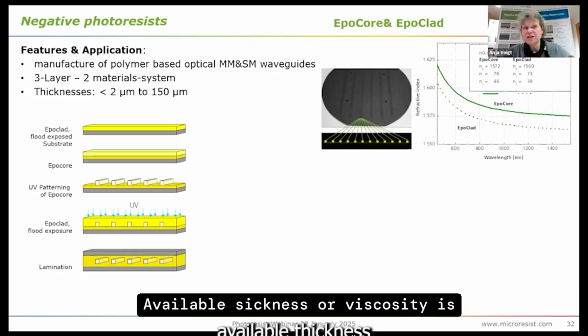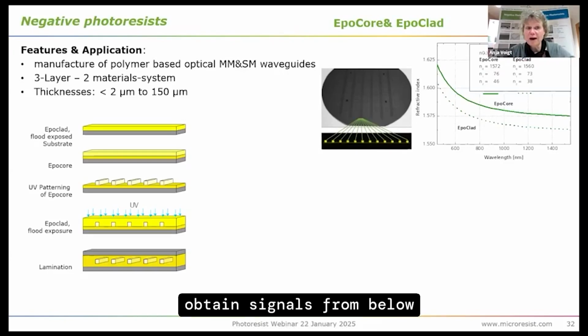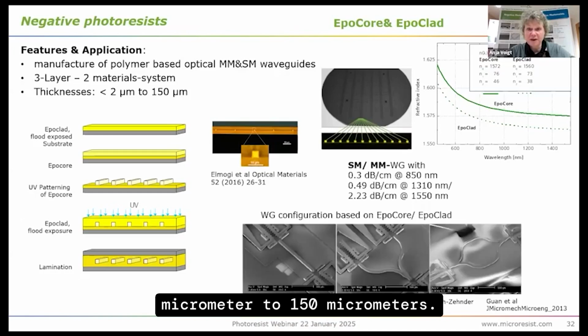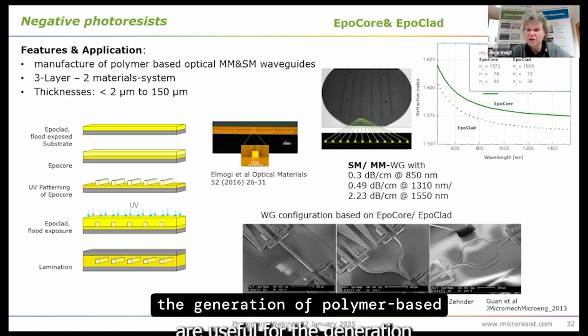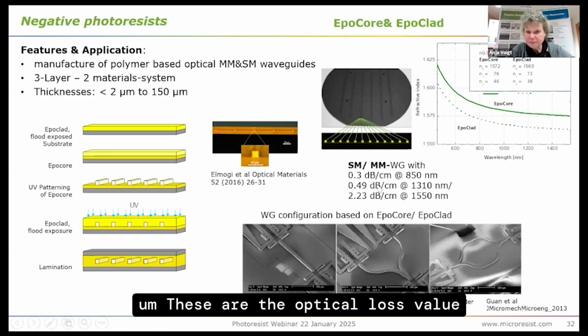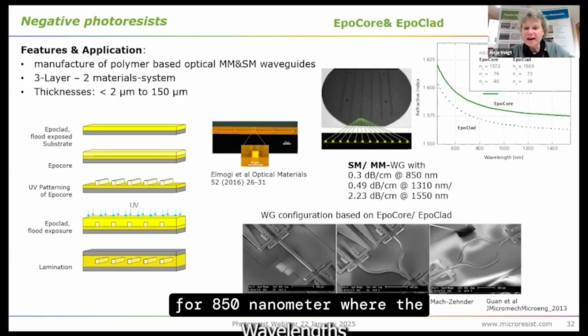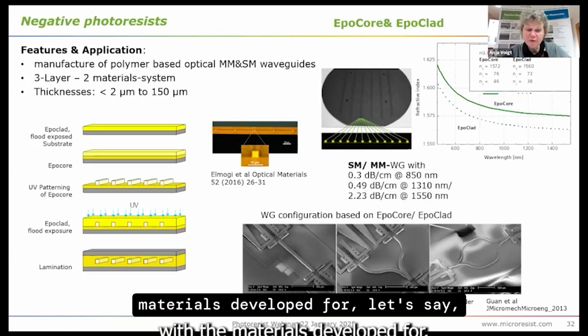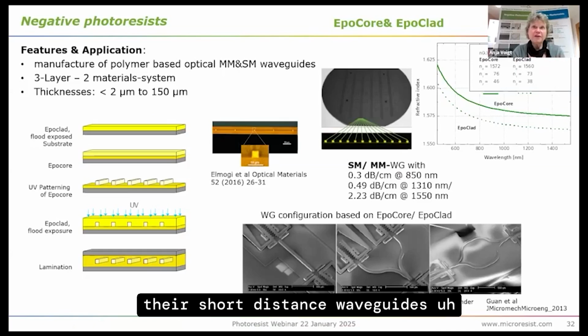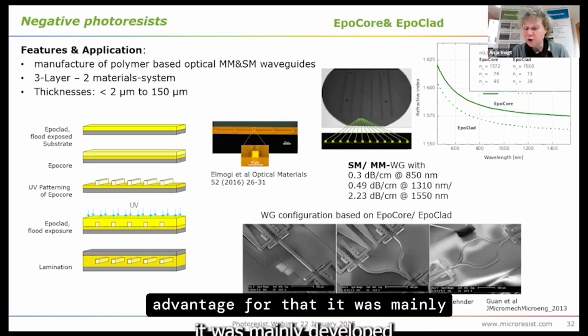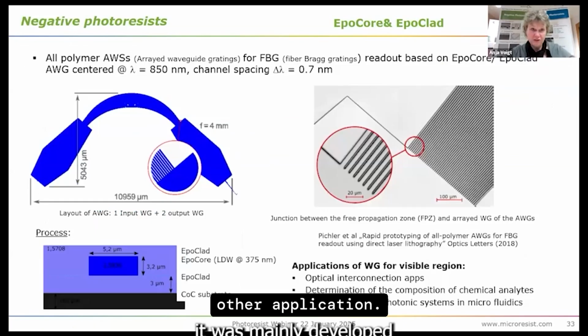Available thicknesses, or viscosities to obtain thickness, range from below a micrometer to 150 micrometers. Here some examples are shown where these materials are used for the generation of polymer-based waveguides. These are the optical loss values for telecommunication wavelengths, as well as for 850 nanometers, where the materials were developed for, let's say, microfluidic devices, where short-distance waveguides are an advantage. For that it was mainly developed, but it can also be used for other applications.